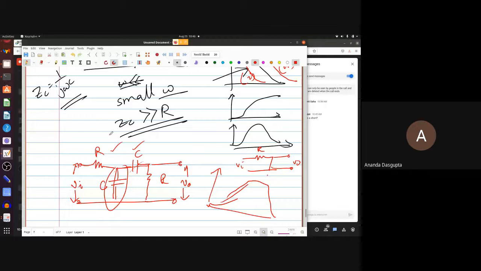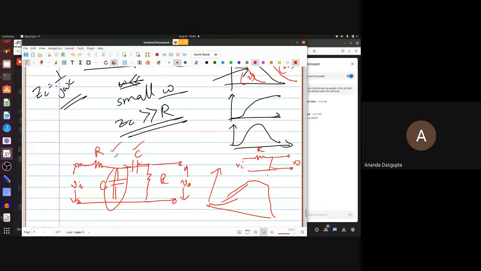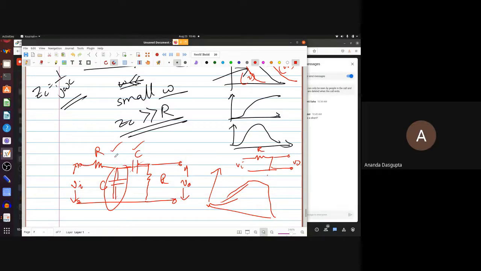Now, if no current flows, you might say no current, no voltage drop. That's what we did earlier. True, no voltage drop across this R, but also no voltage drop across this R. All the voltage will be dropped across this capacitor. Then, at low frequencies, you're going to get this resistance as something through which no current flows, so no voltage drop across it.